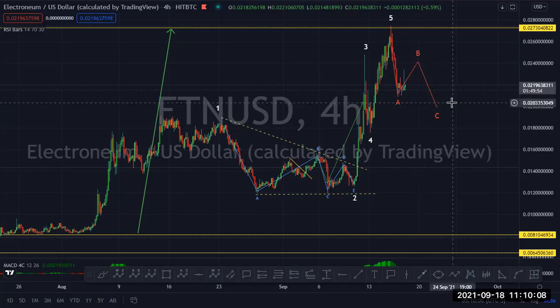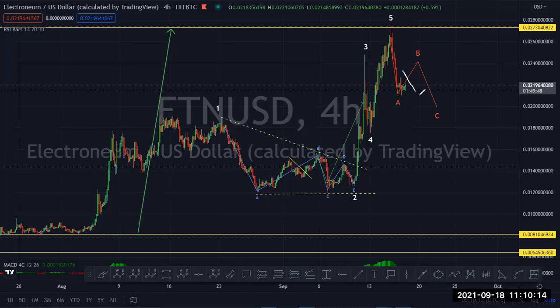So we are looking at 3 waves. If the wave B ended here, then it will be like this. But most likely, it will come up to this level before dropping. So we don't have much to say on ETN other than that we are waiting for this wave to complete. Then buying will continue. Okay, so that's all for ETN.